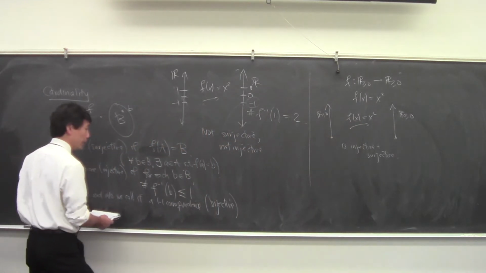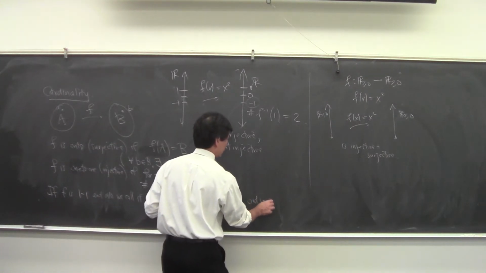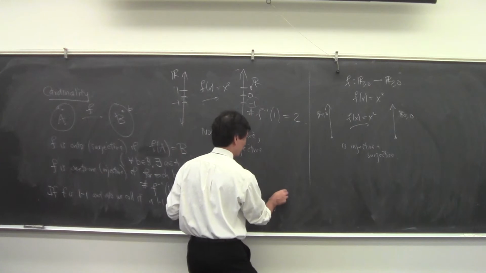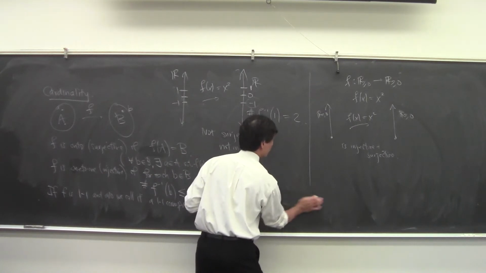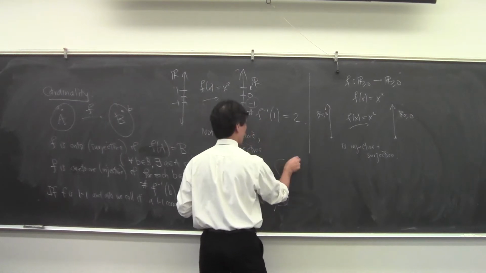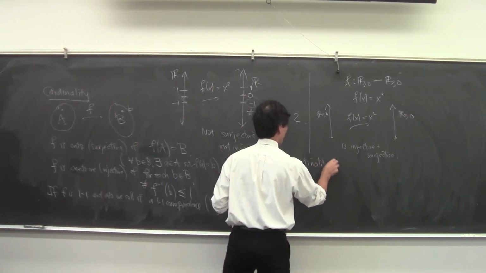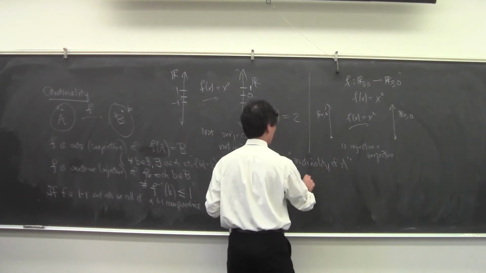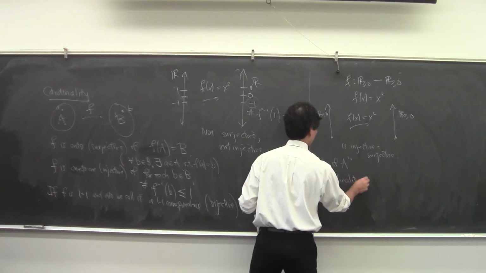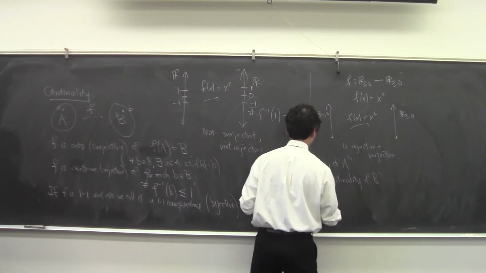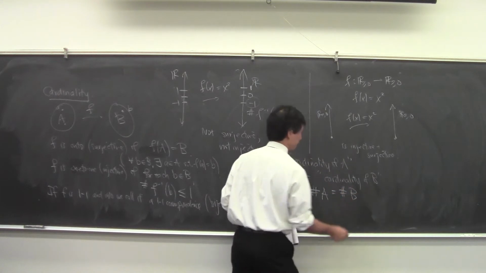And we say that the cardinality of A equals the cardinality of B. More briefly, the cardinality of A equals the cardinality of B.